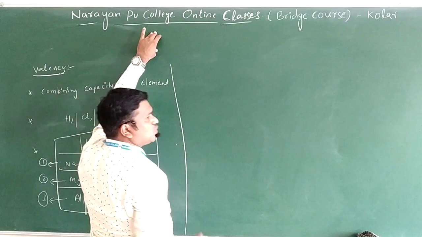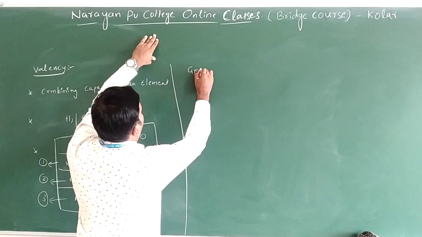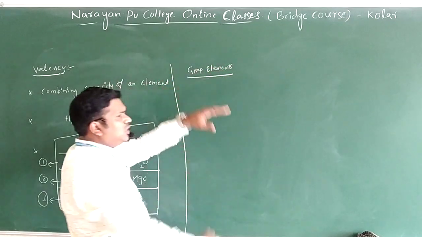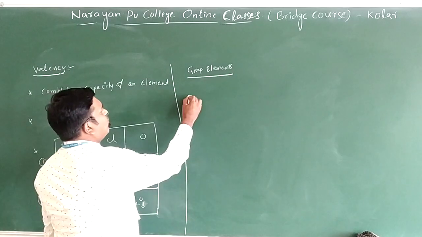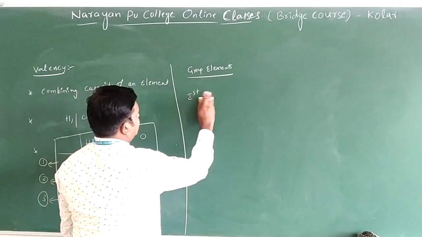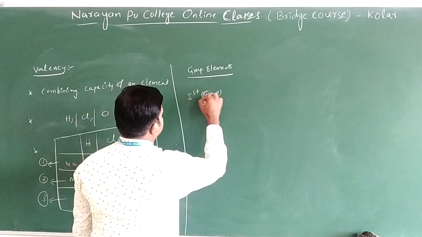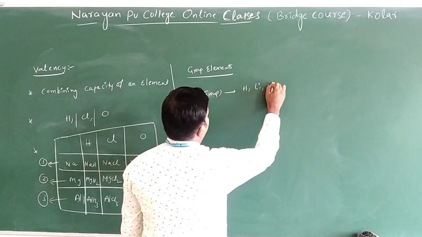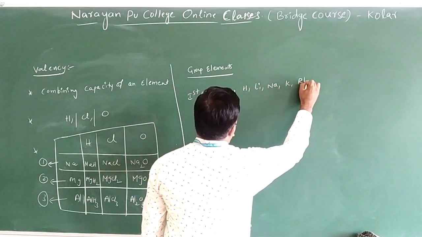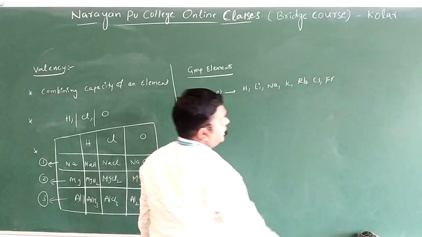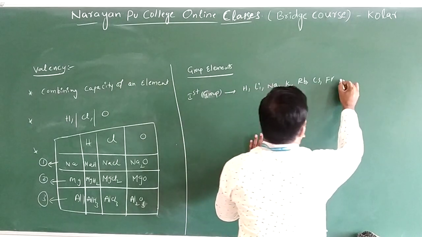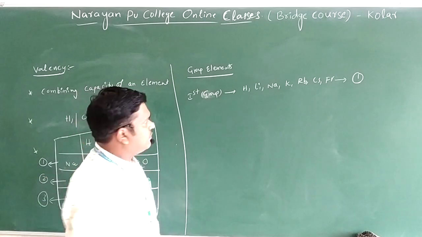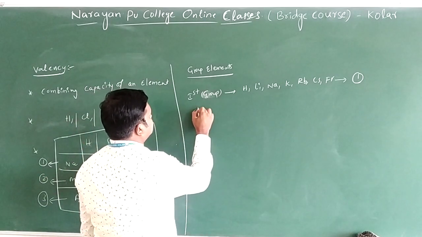So we can see the first group elements. We have 18 groups; sometimes we call them 1 to 8 groups also. If you want to take the first group elements, what are they? Hydrogen, lithium, sodium, potassium, rubidium, cesium and francium. What is the valency of all these elements? The valency of all these elements is 1.